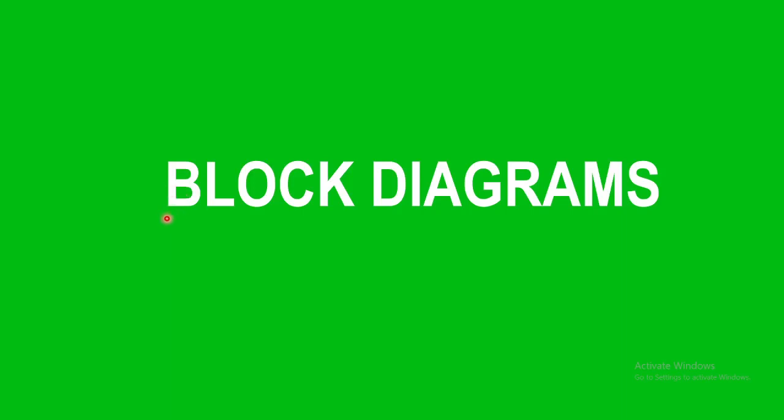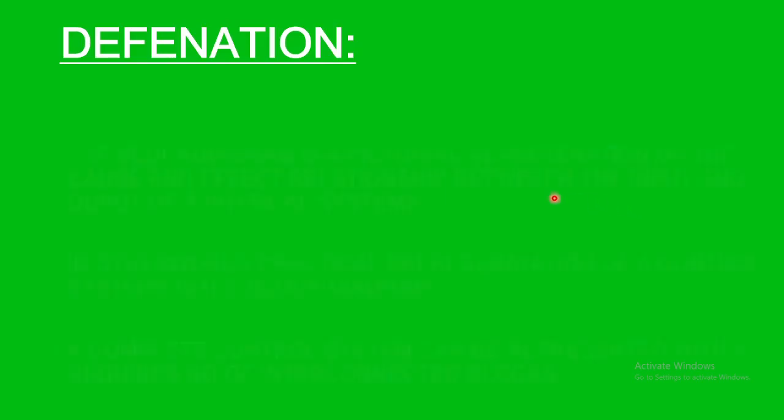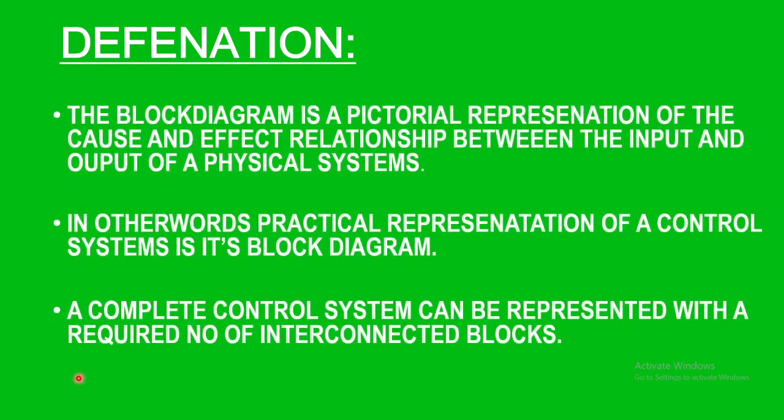Today we are going to see what block diagrams are, their definition, and what the important parts of a block diagram are. If you see the definition of the block diagram, it is a pictorial representation of the system, a pictorial representation of the cause and effect relations.